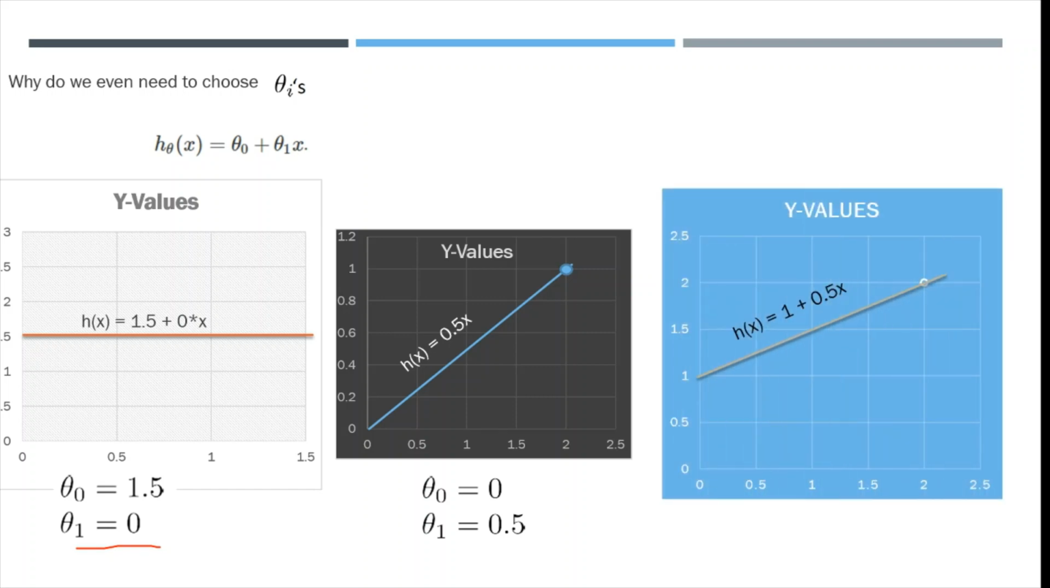Now consider this graph, and consider theta naught equals 1 and theta 1 equals 0.5. Then that gray line over there will be our hypothesis, which is 1 plus 0.5 into x. So you can see that by changing the value of theta, we get different hypotheses. So for the same value of x, the value of y will be different in all of these three graphs. So we need to choose the theta very wisely.